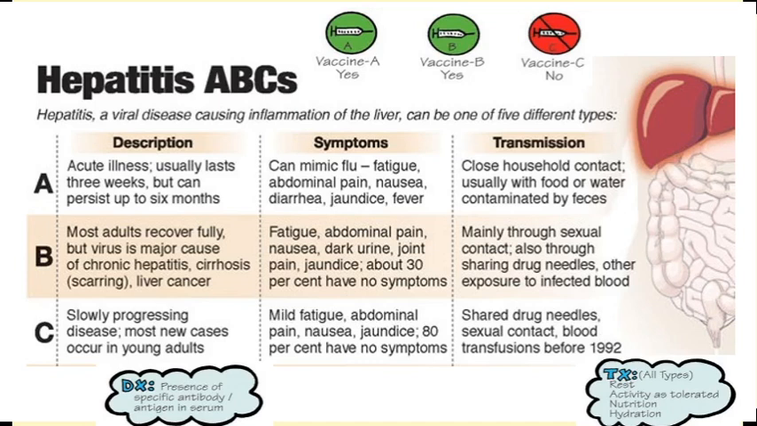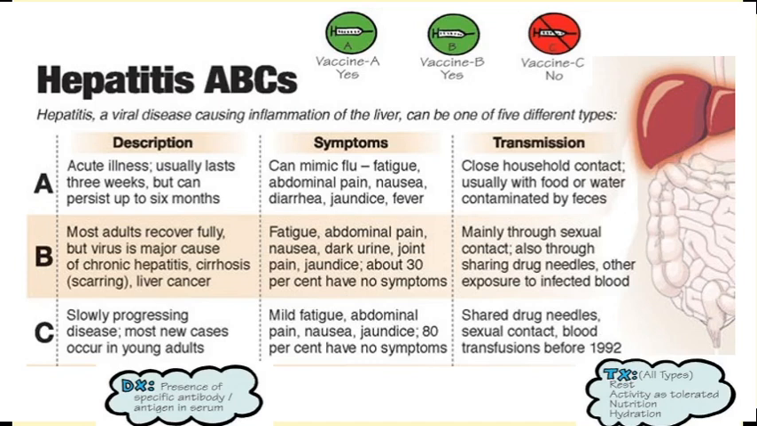Hepatitis C is a slowly progressing disease. Most cases occur in young adults. Symptoms are mild fatigue, abdominal pain, nausea, jaundice. 80% of them have no symptoms. So this is another one that can go on for a long time and patients don't know that they have it. So how is transmission? Shared drug needles, sexual contact, blood transfusions before 1992. So it's sexual contact and blood, and so we need to be educating our patients.